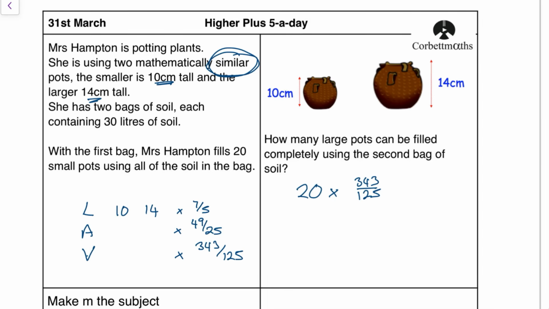I'm sharing the same amount over a bigger volume, which actually means I need to divide because I'm going to have fewer pots filled. So therefore it's going to be 20 divided by 343 over 125, and that gives me 7.28 something. What does the question say? How many large pots can be completely filled? So the answer to that one is going to be 7 large pots. Good question. I like that one.